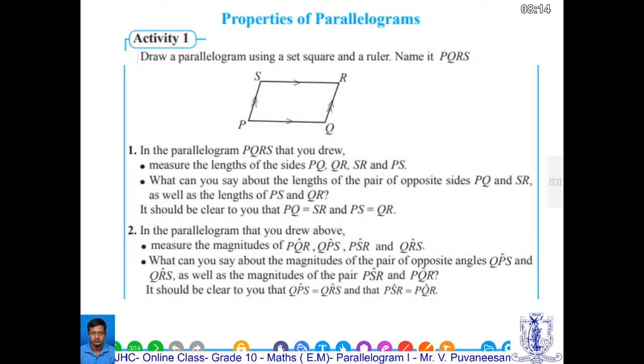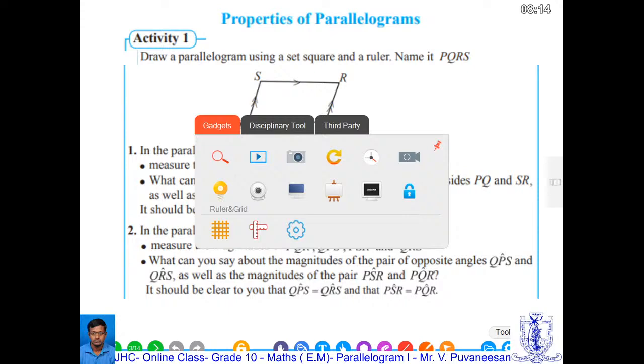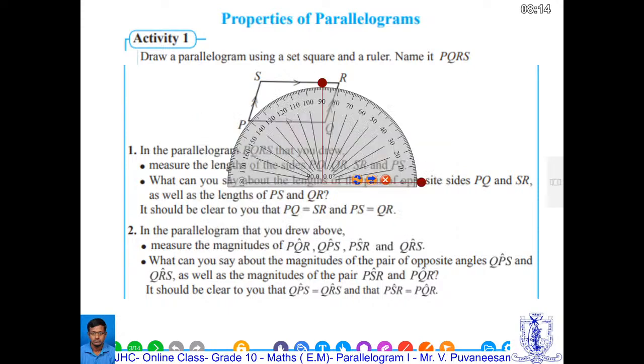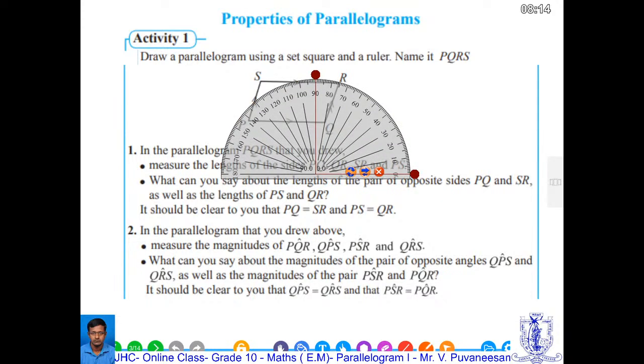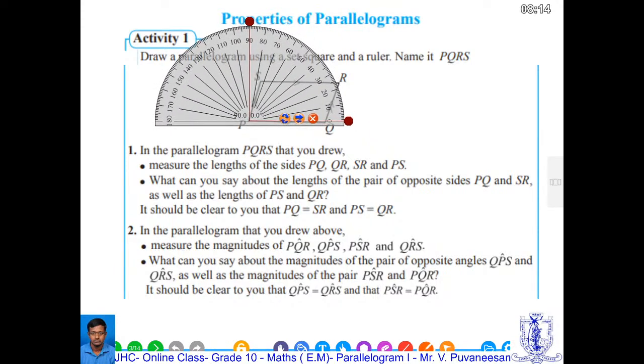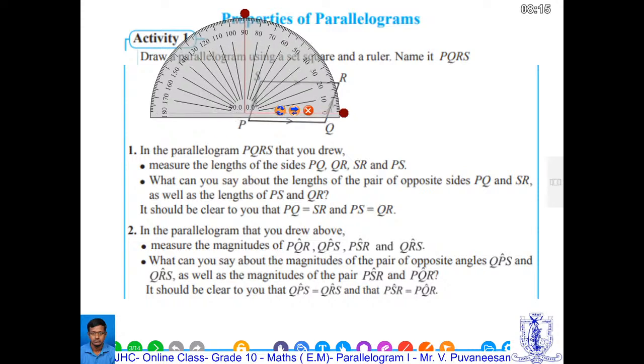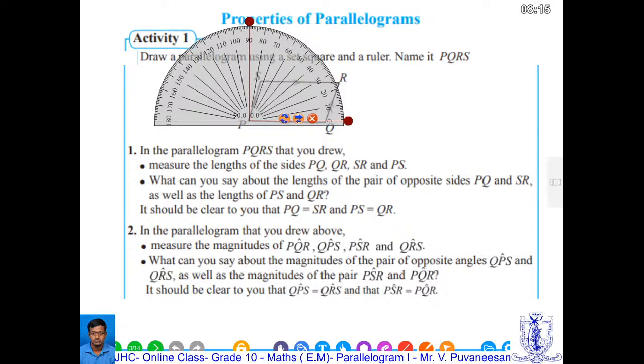Next one, in the parallelogram that you drew above, measure the magnitude of the angles PQR and the opposite angles. First we measure each of the interior angles. Now we measure first. I measure the angle at P. This is 75.